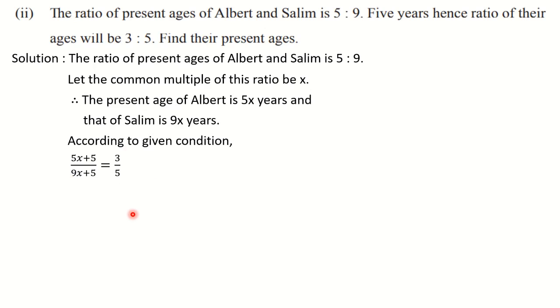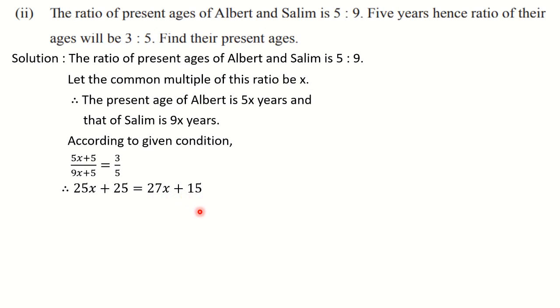So this we can write. Now we have to solve this. You know how to solve it. You have to go for cross multiplication. So this 5x into 5, that is going to give us 25x, and 5 into 5 is 25. Similarly here 9 7s are 27x, and 3 into 5 is 15. So your next step is ready. 25x plus 25 is equal to 27x plus 15.